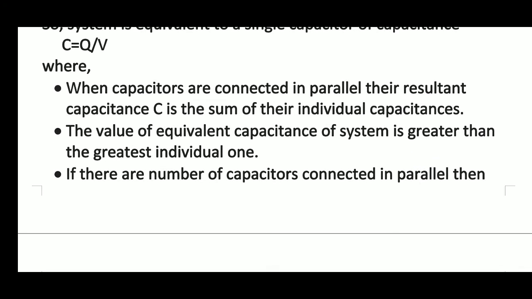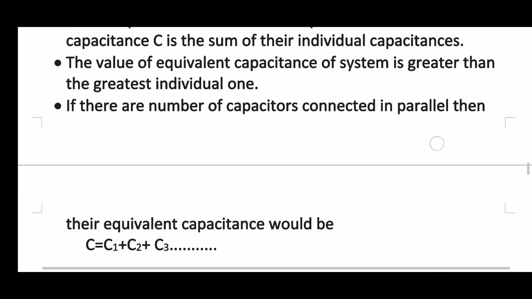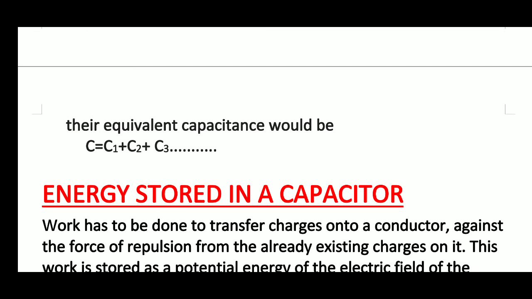When capacitors are connected in parallel, their resultant capacitance C is the sum of their individual capacitances. The value of the equivalent capacitance of the system is greater than the greatest individual one. If there are n capacitors connected in parallel, then their equivalent capacitance would be C is equal to C1 plus C2 plus C3 and so on.